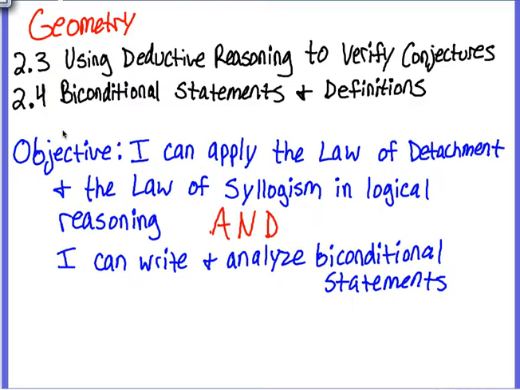Alright, this geometry video is from chapter 2 and it's going to cover two sections. They're kind of smaller and they go together nicely. Those sections are 2.3, using deductive reasoning to verify conjectures, and 2.4, biconditional statements and definitions.